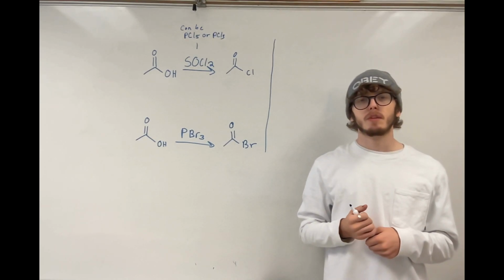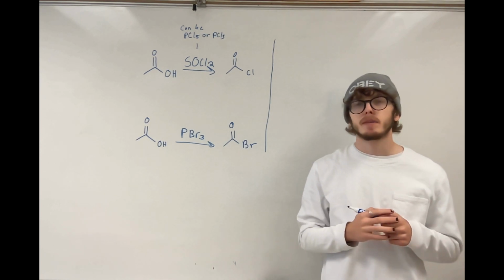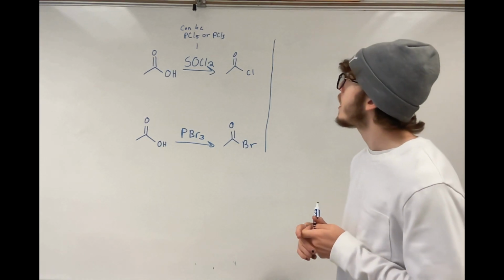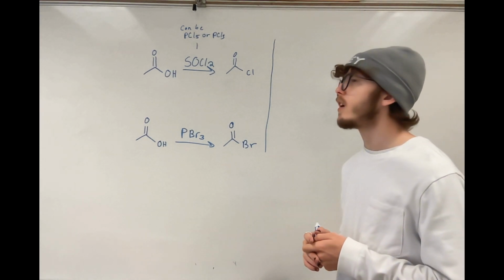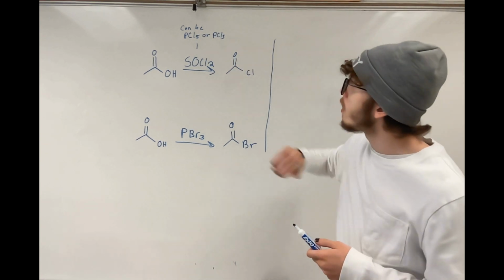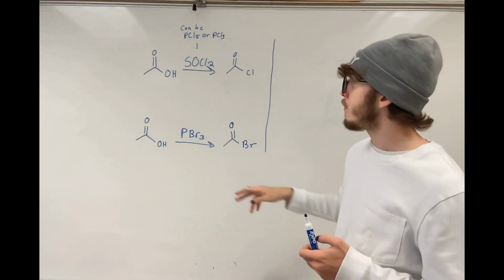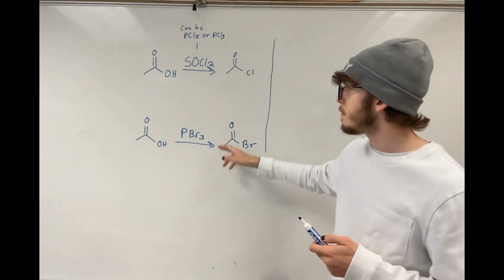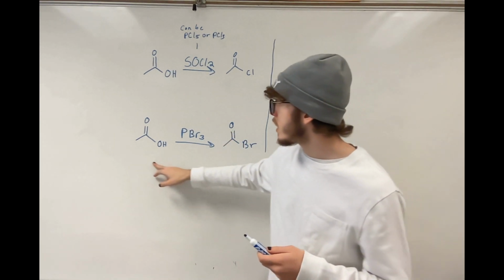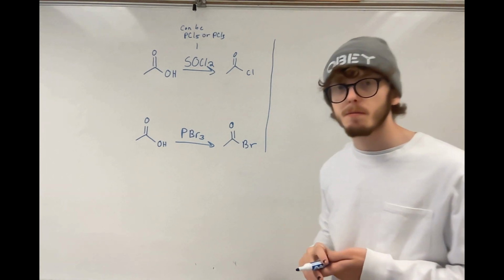So in this video, we're going to be looking at how we can turn carboxylic acids into acyl halides, specifically acyl chlorides or acyl bromides. Here you can see that if we use SOCl2 or any other alternative chlorinating agent, that's what these are called, chlorinating agents, we're going to get an acyl chloride. However, if we use phosphorus tribromide, that's a bromine delivering agent, and we're going to see that we get an acyl bromide. Okay, quite simple.